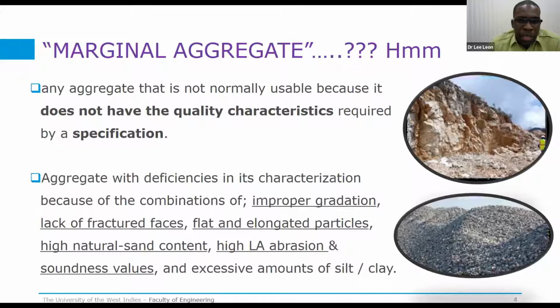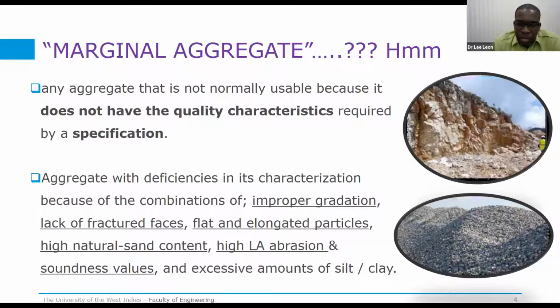So the question is, can the marginal aggregate be used for pavement construction? And the answer is yes. This can be done, and it has been done. And this can be done by allowing the characteristics of the available aggregates to influence your design inputs.